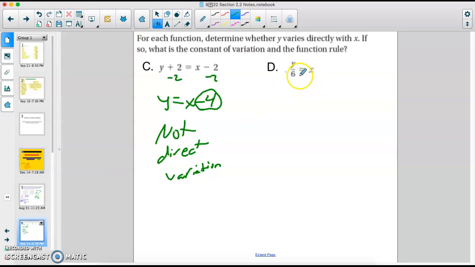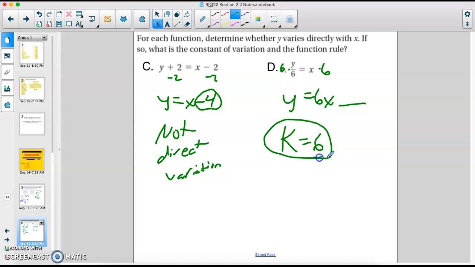All right, so with this one, in order to get y by itself, we're going to multiply both sides by 6, and so we get y equals 6x. Is this a direct variation? Yes, it is, because there's no plus b attached to it, right? And so what's our k? Our k is 6, and this is our function rule.